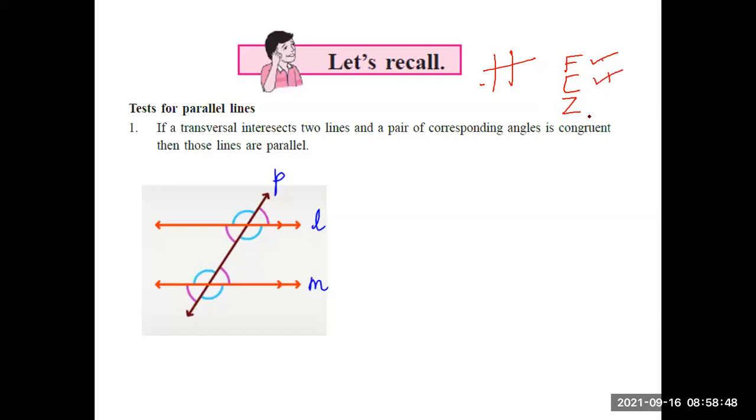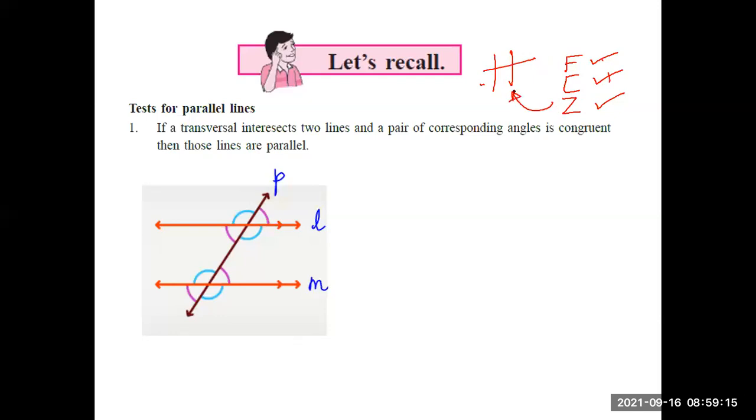C formation is called interior angles, and Z formation is called alternate angles, right? So we know these properties. We studied them in earlier classes. When two lines are parallel and a transversal hits them, these different formations are there, and these angles are equal to each other, or the sum is 180, depending on the property. Now we are going to study the reverse, the converse.